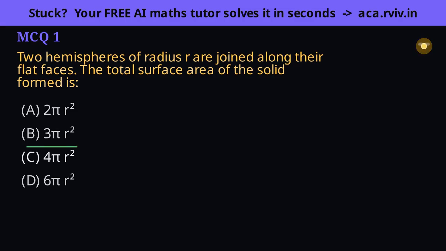Here's why the traps catch people. 2 pi r squared is just one hemisphere's curved part. 3 pi r squared is a hemisphere's total surface, curved plus its flat circle, which forgets that the flat circle is now hidden. And 6 pi r squared double counts by adding two full hemisphere totals without dropping the two joint faces. Rebuild the sphere and you avoid all three.